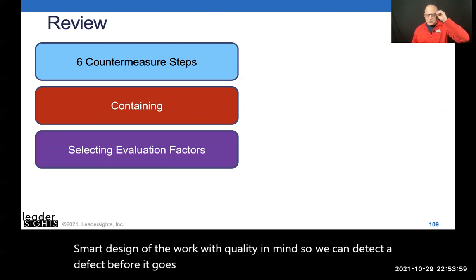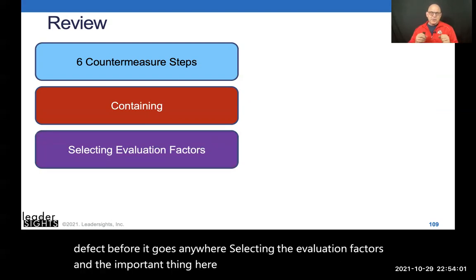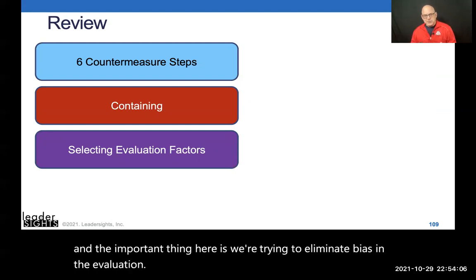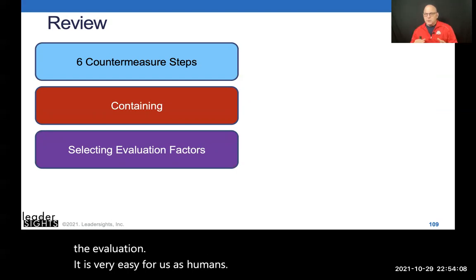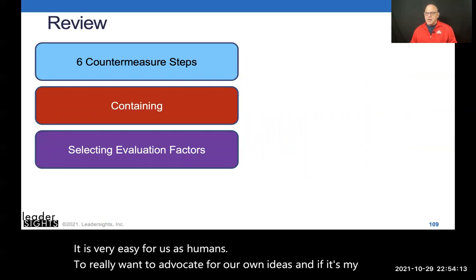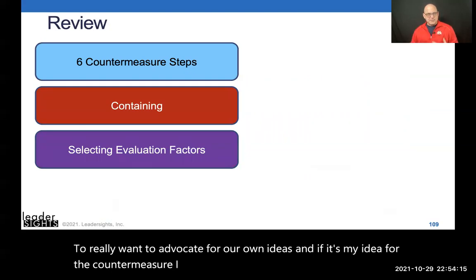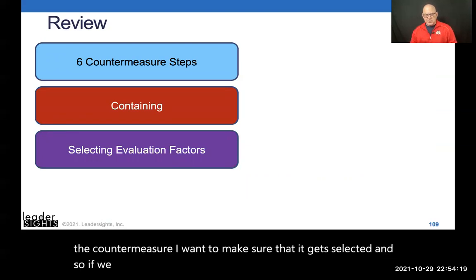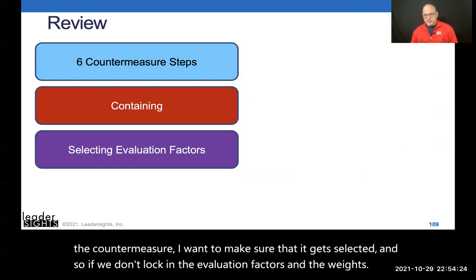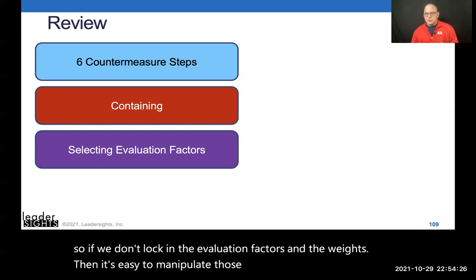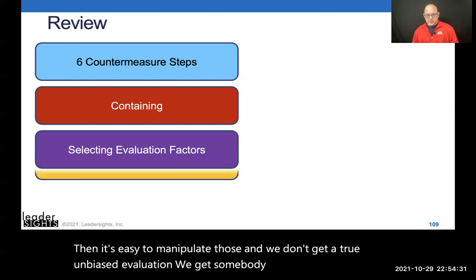Selecting the evaluation factors, and the important thing here is we're trying to eliminate bias in the evaluation. It is very easy for us as humans to really want to advocate for our own ideas. And if it's my idea for the countermeasure, I want to make sure that it gets selected. And so if we don't lock in the evaluation factors and the weights, then it's easy to manipulate those, and we don't get a true unbiased evaluation. We get somebody's pet project.